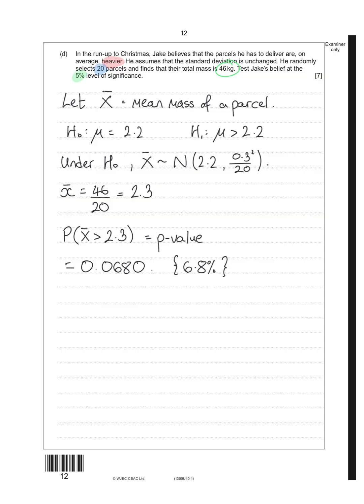Okay, and now we've conducted the test, we can come to our conclusion. Since 0.068 is greater than 0.05, remember when P is low, H0 has got to go. Well, P is not low this time, so we say there is insufficient evidence to reject H0.